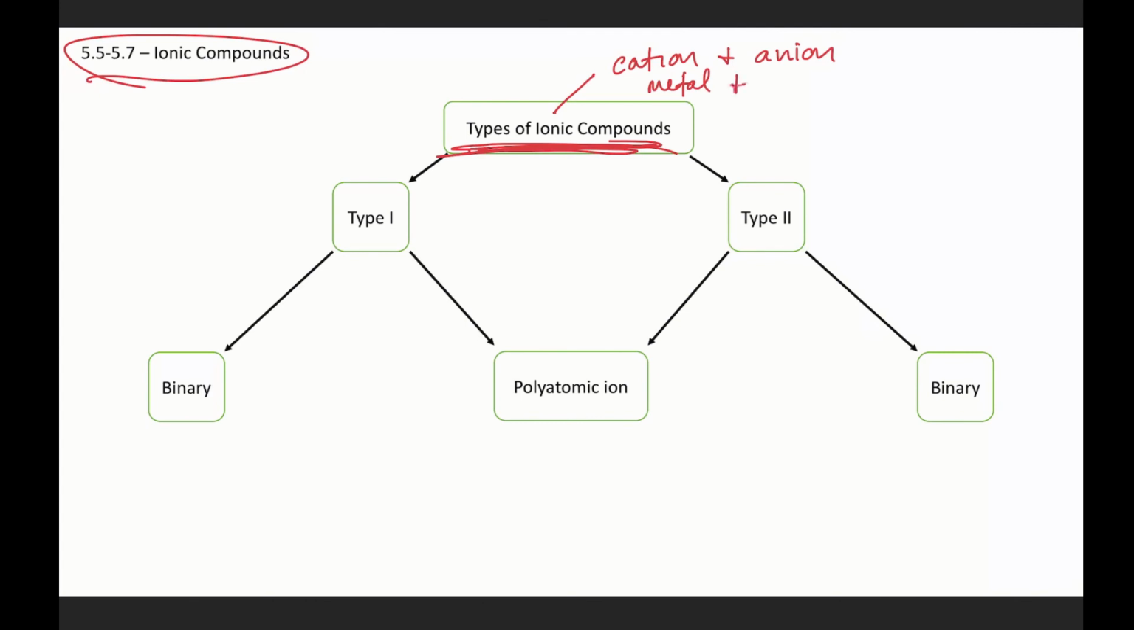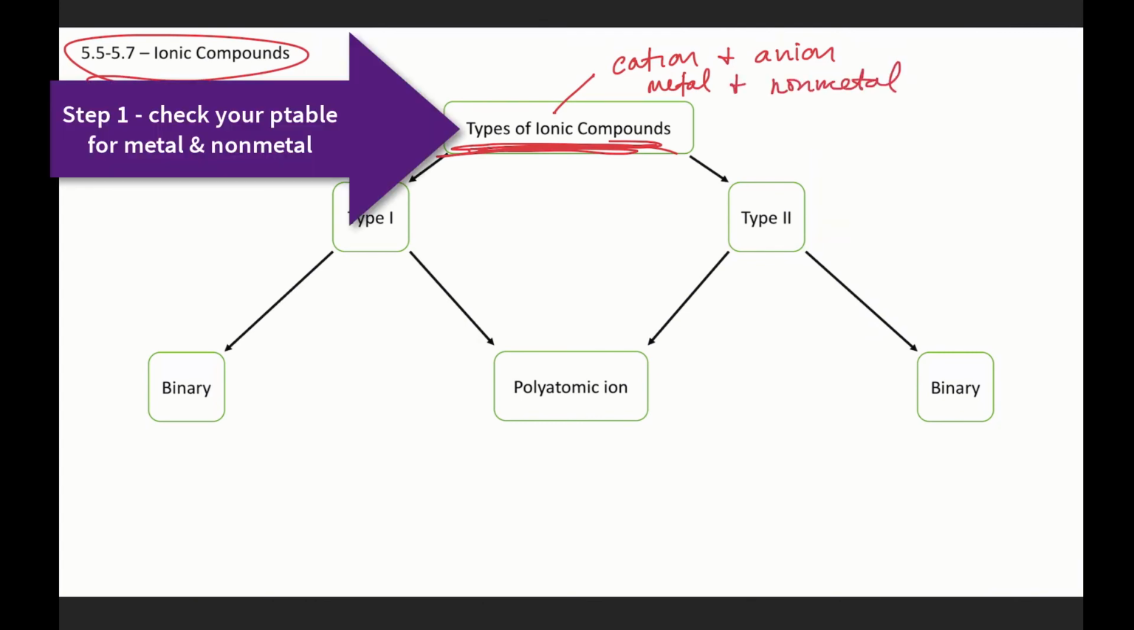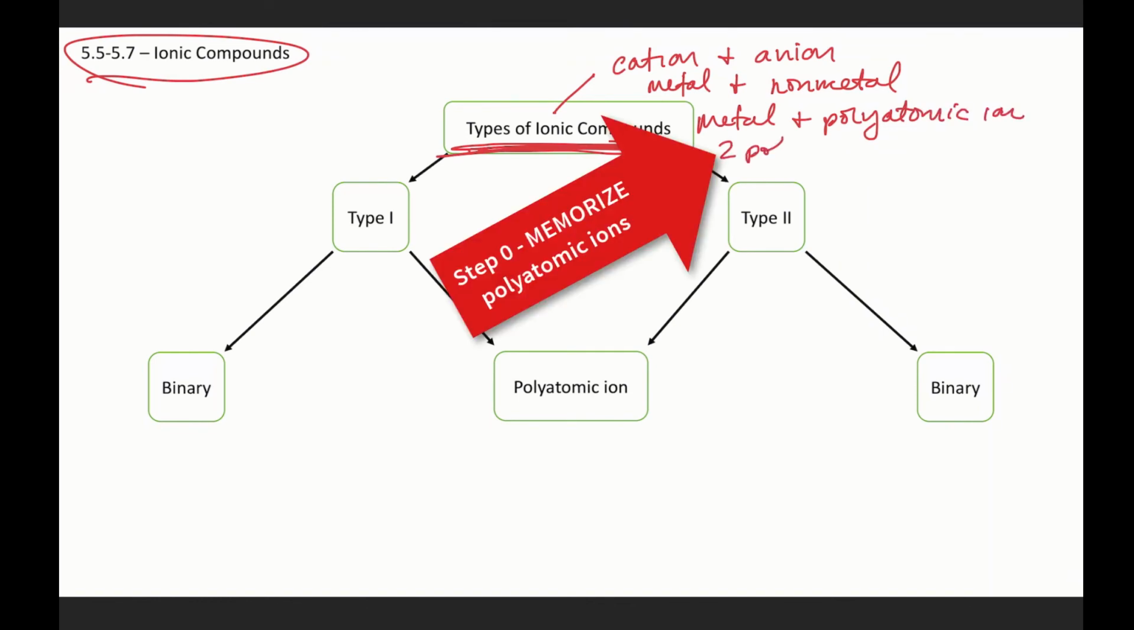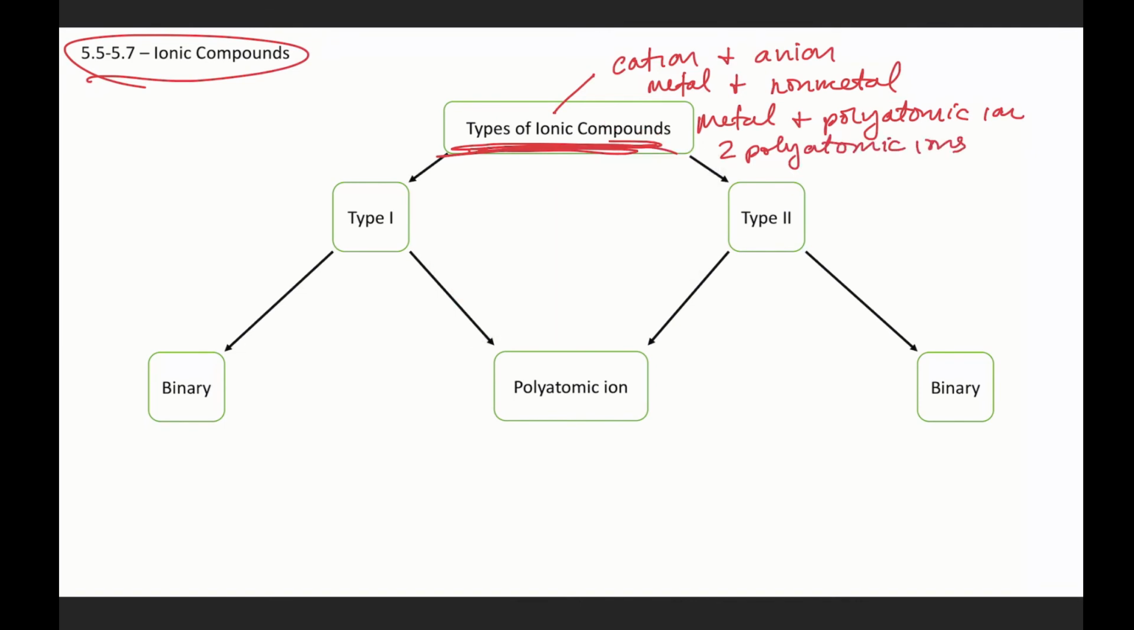We'll be looking for a metal and a nonmetal, or it could be a metal and a polyatomic ion. And sometimes it can be two polyatomic ions if one is a cation and one is an anion. So those are our three options. It can be one of those three things, and if it meets the criteria, then it's an ionic compound.